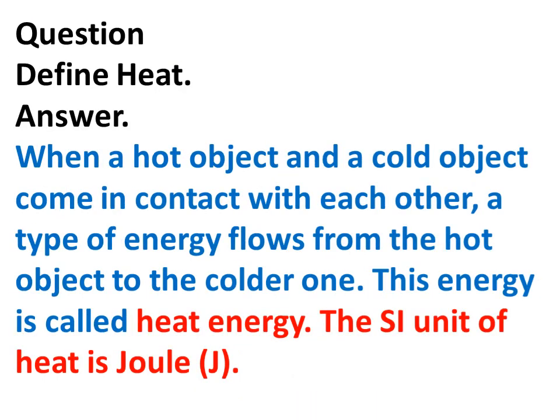Next question was: define heat. The answer is, when a hot object and a cold object come in contact with each other, a type of energy flows from the hot object to the colder one. This energy is called heat energy. The SI unit of heat is joule, written with a capital J.